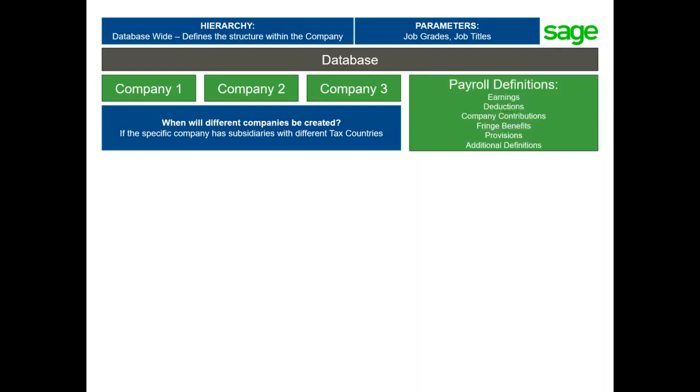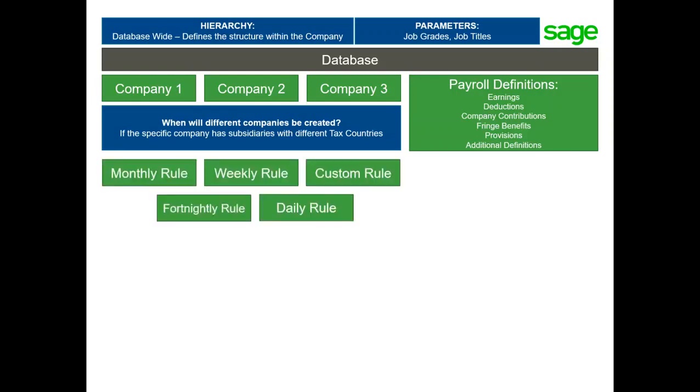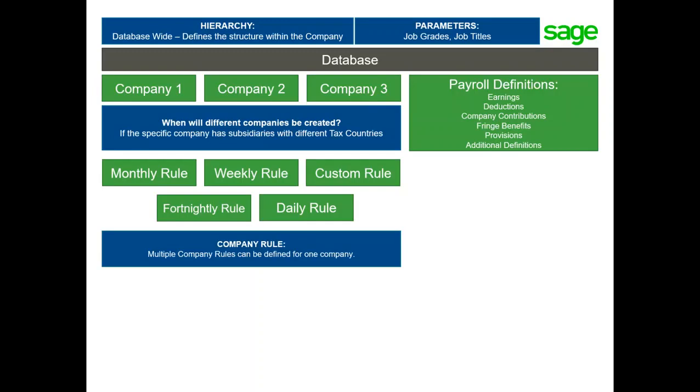On company level, you will also set up payroll definitions. This includes your earning definitions, deduction definitions, and company contributions. These companies can be split into different company rules according to the frequency of payments, for example, monthly or weekly pay periods. Company rules can also be used when a company has subsidiaries with different pay-as-you-earn numbers.